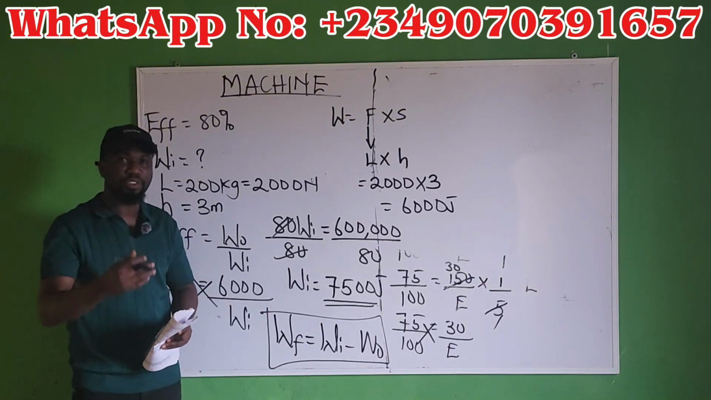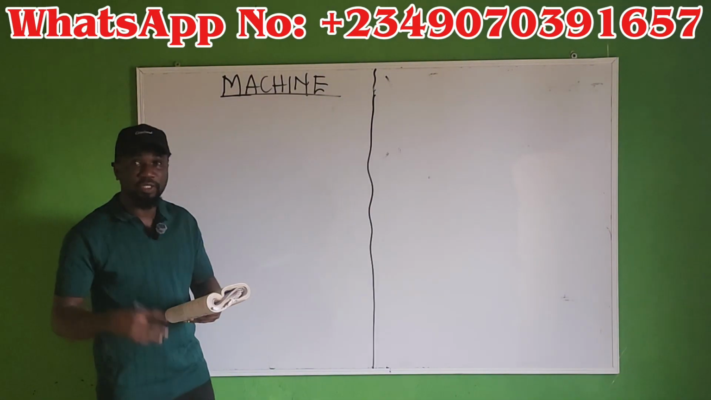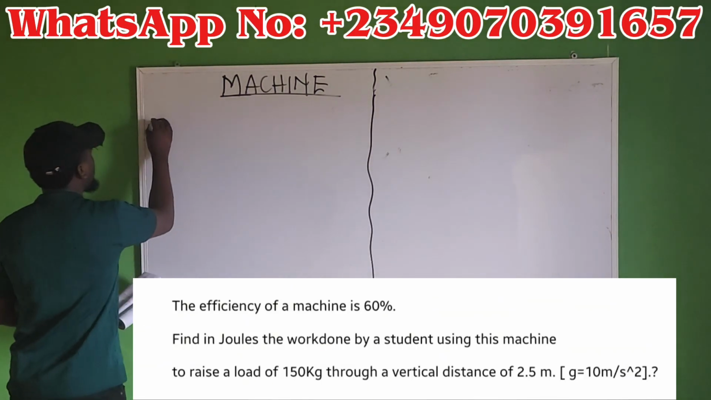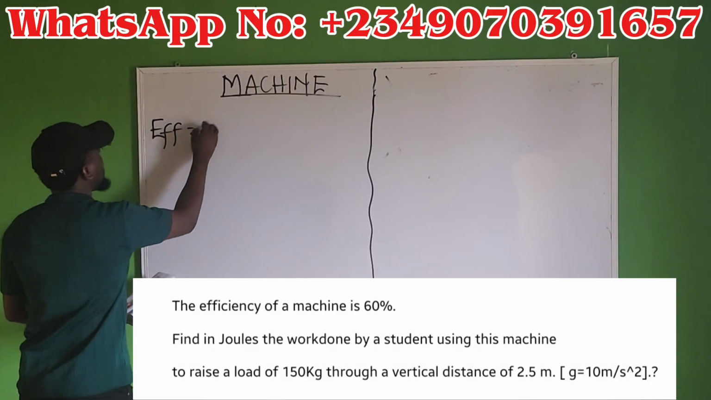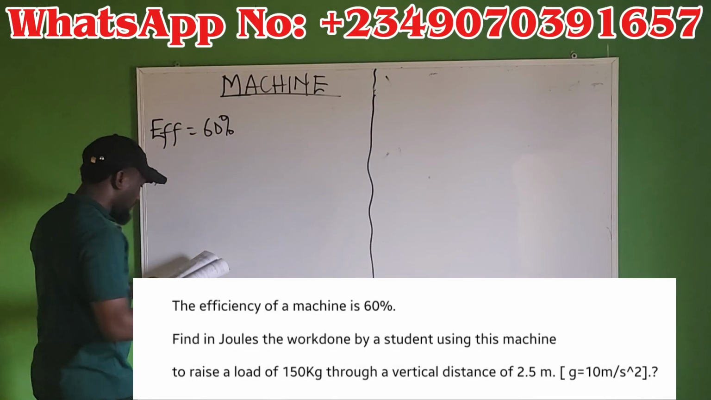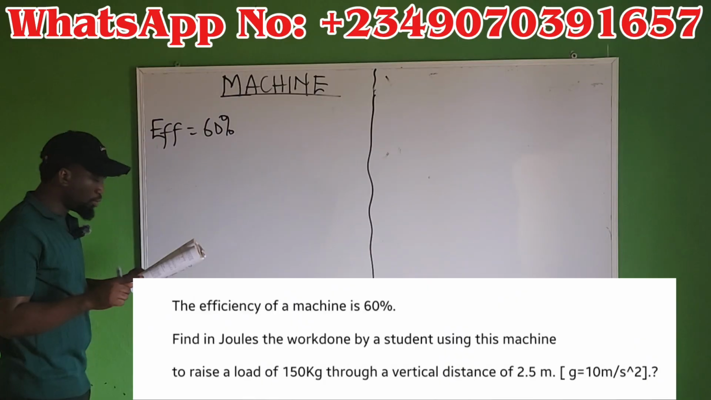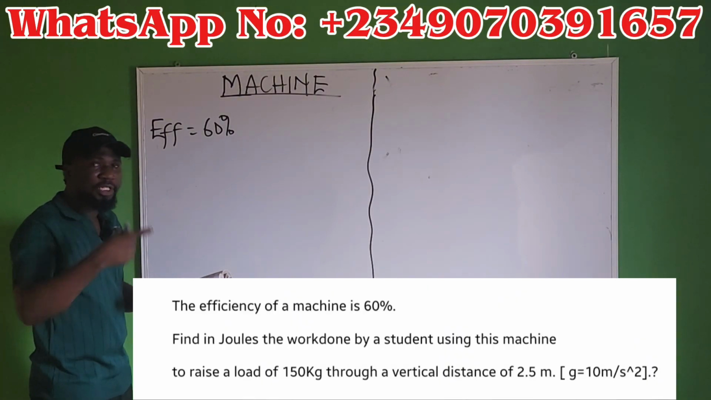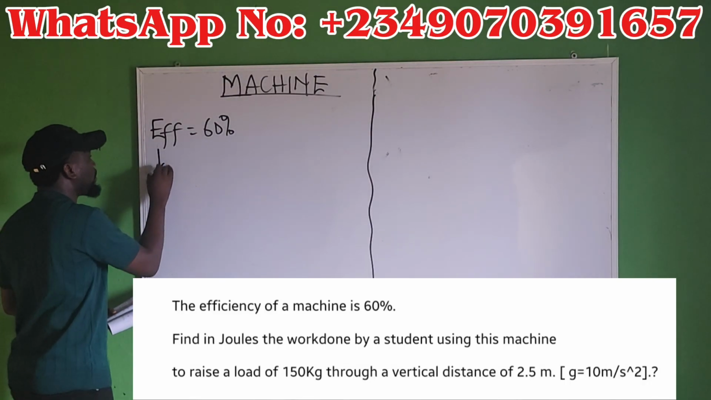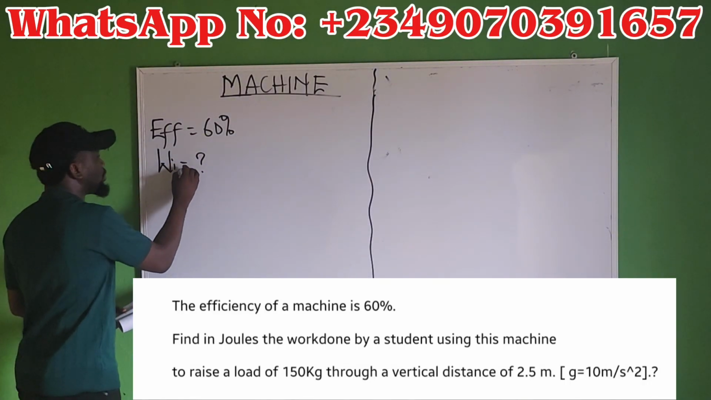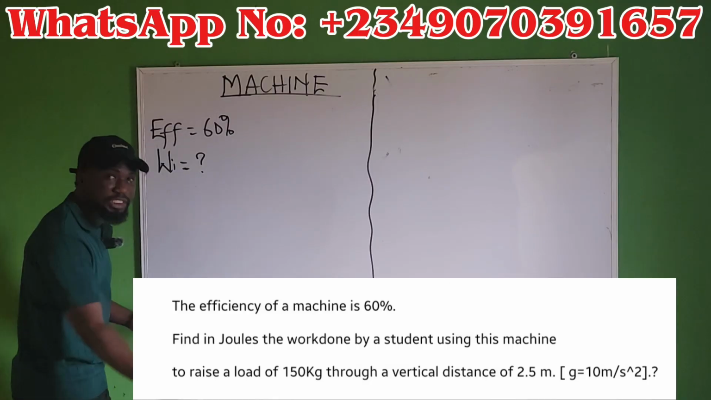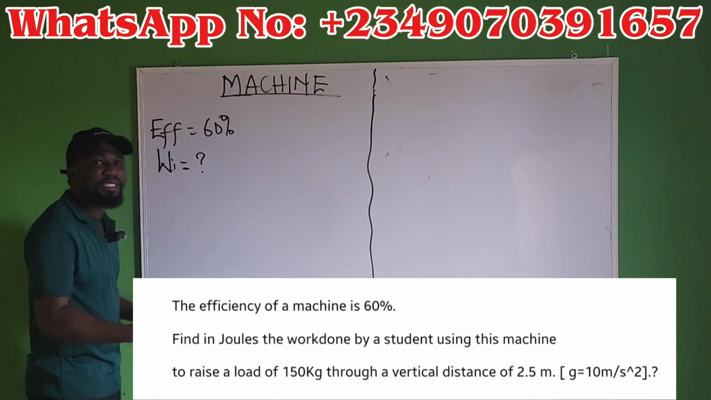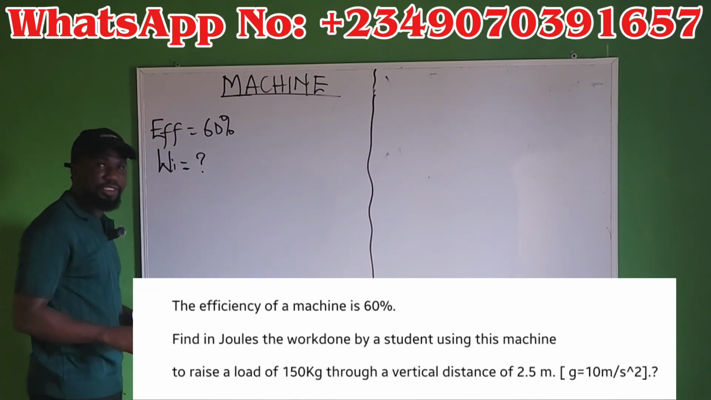All right, so let's move to the other question. The next question says that the efficiency of the machine is 60%. Find in joules the work done by a student. What does that mean? That means work input, that is work done on the machine. So the student is the one applying work on the machine.